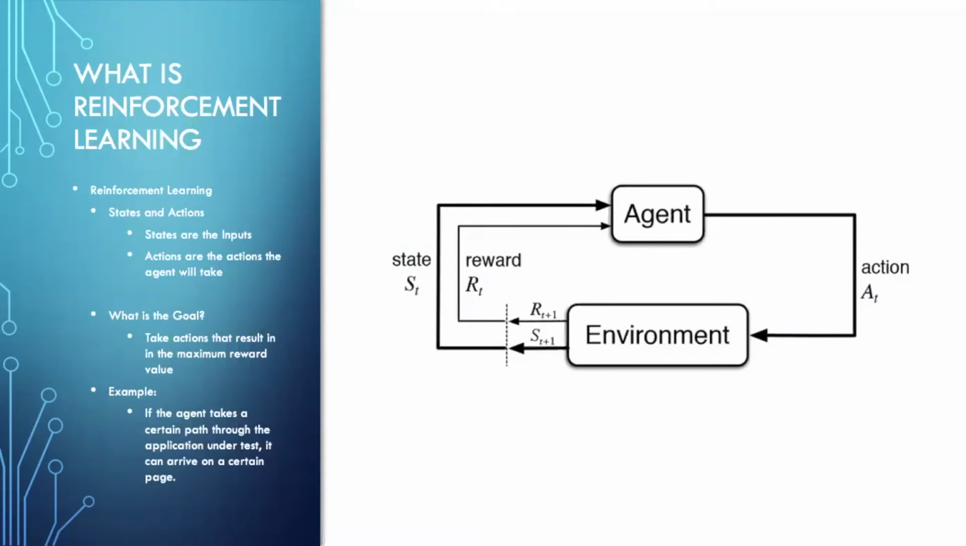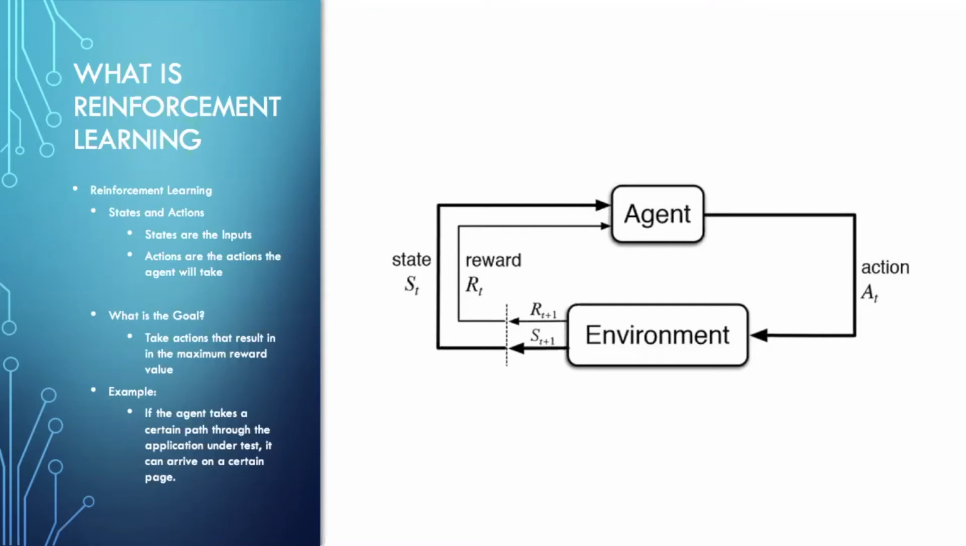And when you combine the two, state and action, you can actually calculate what's called a Q function. And that Q function calculates a Q value. And using that Q value, the agent can determine the best action to take in its current state. When looking at reinforcement learning, you really need to ask yourself, what is the end goal here? And the goal with reinforcement learning is really to take actions that result in the maximum reward value. So what is the best action that I can take that will get me closer to my goal?